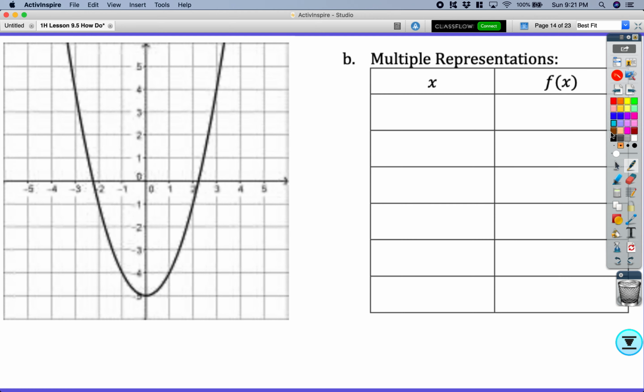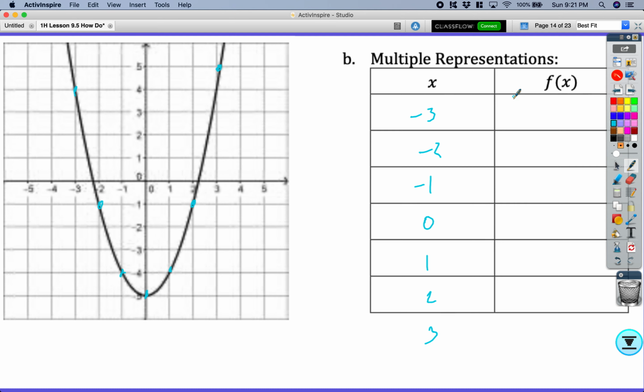So what we want to do is multiple representations. We kind of already labeled those points, which will help us out. I'll do it again really quickly just so we can see. Okay, I think I missed one right here. Perfect. So right here I have -3, -2, -1, 0, 1, 2, and +3.